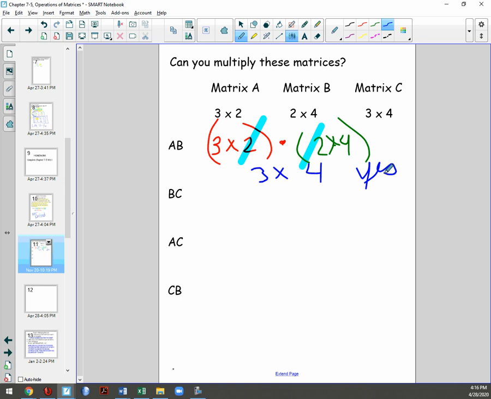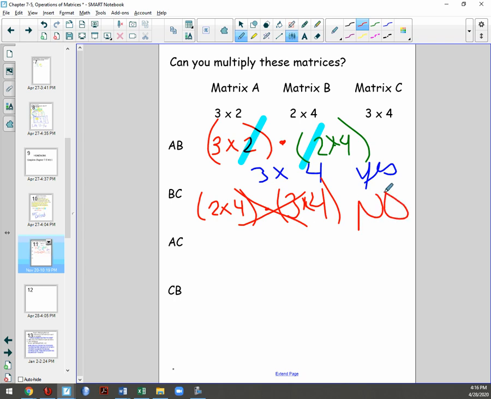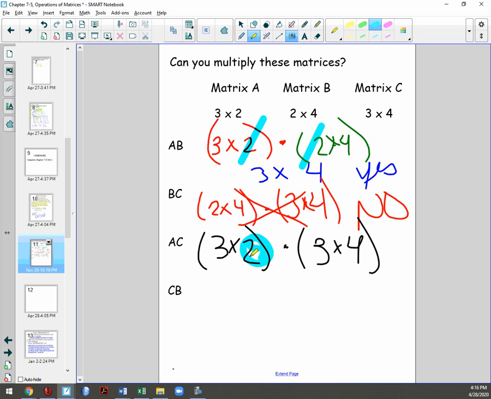B times C. B is a 2 by 4, and I'm multiplying that by C, which is a 3 by 4. The 4 and the 3, are they the same number? They are not, so no, you cannot multiply them together. How about A times C? A is a 3 by 2, multiplied by C, which is a 3 by 4. Are my middle numbers the same? No, they are not, so no, I can't multiply them.